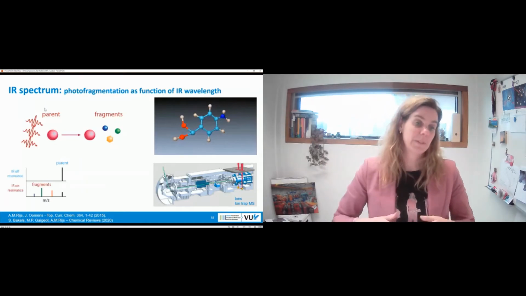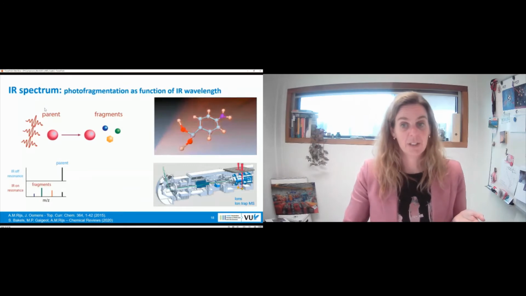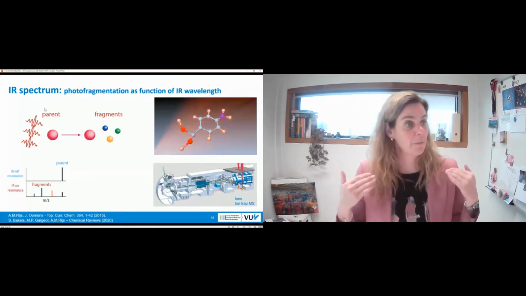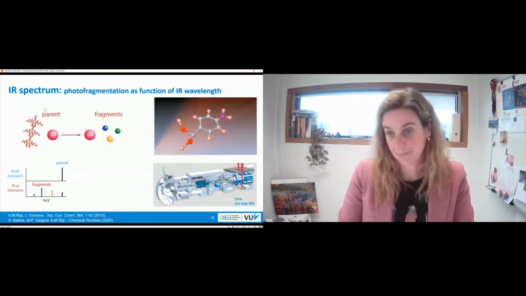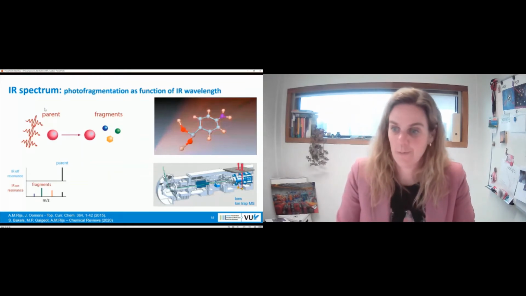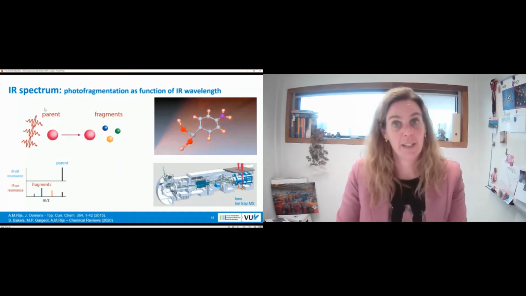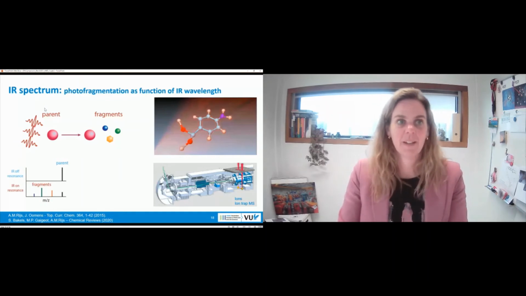We form these fragments as you see in your mass spec, and we record the yield of fragmentation as a function of the wavelength, and we have a beautiful infrared spectrum. So it's slightly different than you're used to, but this is how we do things. And then we can measure an infrared spectrum of every mass present.